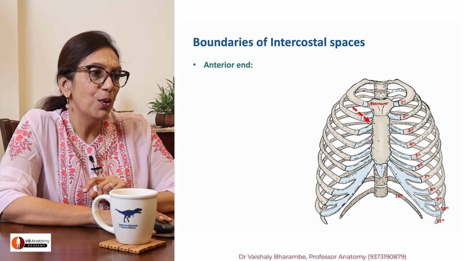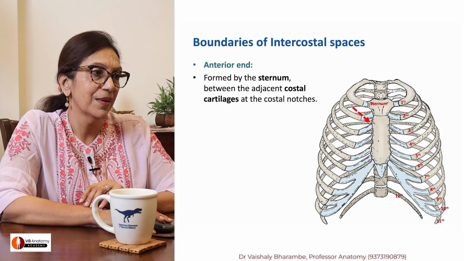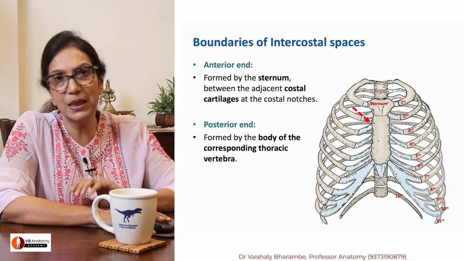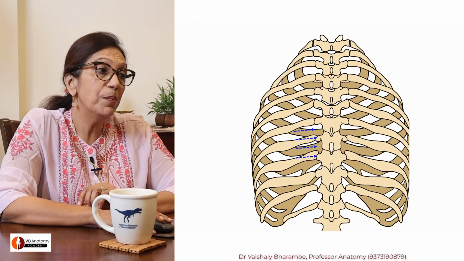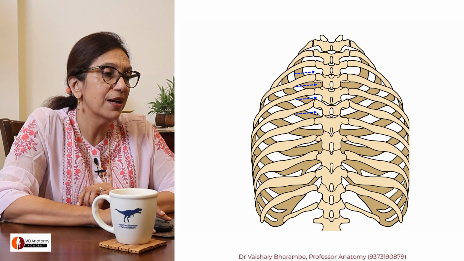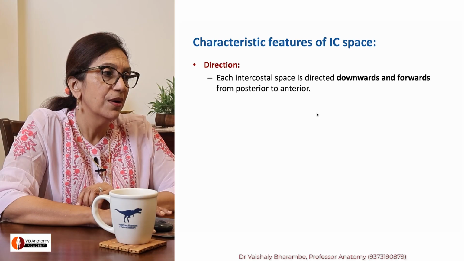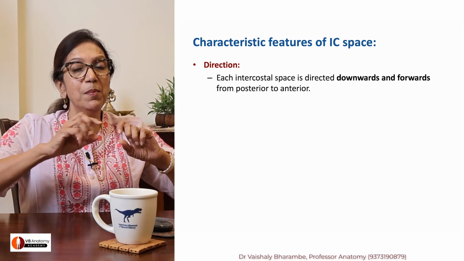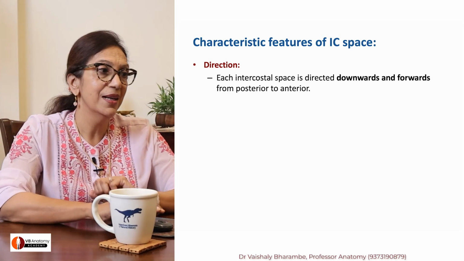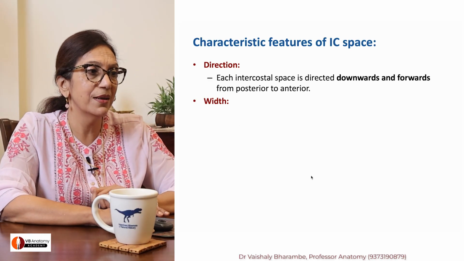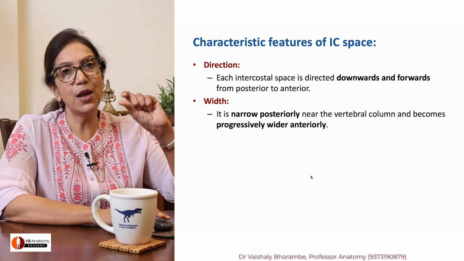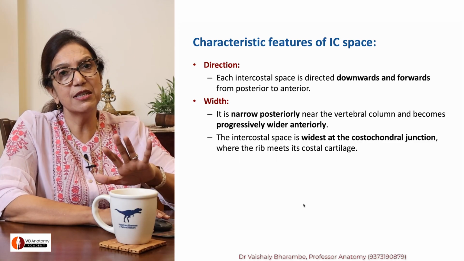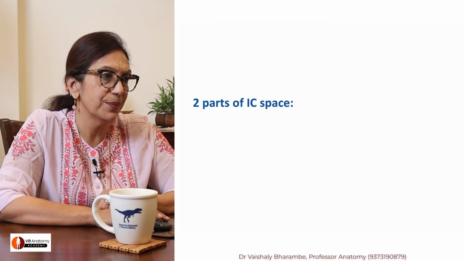So, anterior end is formed by the sternum and costal cartilages. Posterior end is formed by the vertebrae as they articulate with the ribs. See here, this is the posterior end. Okay. Now, each intercostal space is directed downwards, forwards and medially. Remember, the rib is not horizontal, the rib is angulated. Therefore, the intercostal space is also angulated downwards and forwards. Width is narrow posteriorly, wide anteriorly, right? The widest intercostal space is at the costochondral junction.